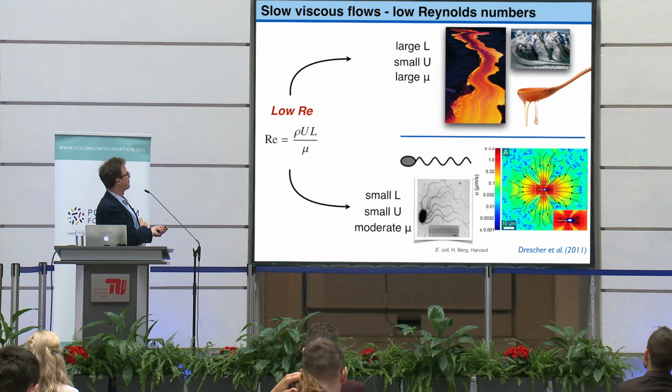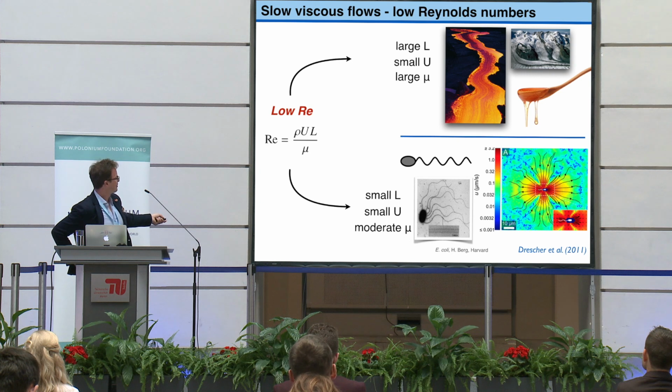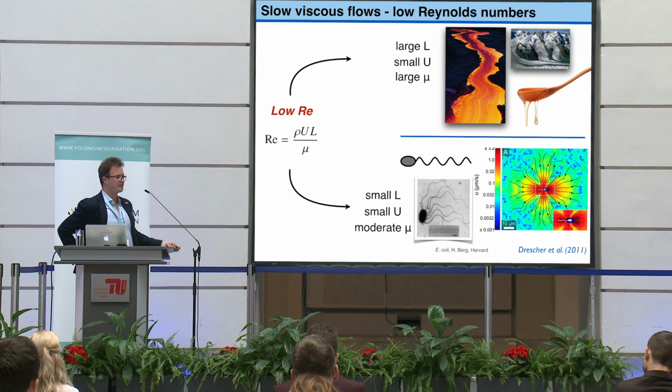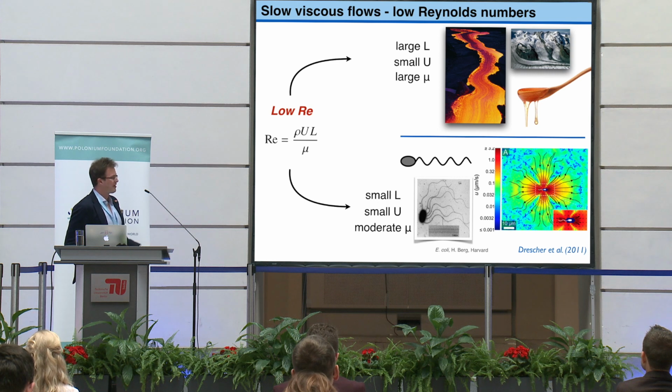You can achieve low Reynolds numbers in a variety of ways. Either you can have relatively large lengths of your flow and small velocities and very large viscosities, which happens when you look at the flow of glaciers, which are large but super viscous, the flow of lava, and also honey on a spoon. These flows have a very low Reynolds number. On the contrary, you can have very small length scales of the order of micrometers and very small speeds at moderate viscosities, which happens in the case of bacteria in water. And these flows are mathematically similar.